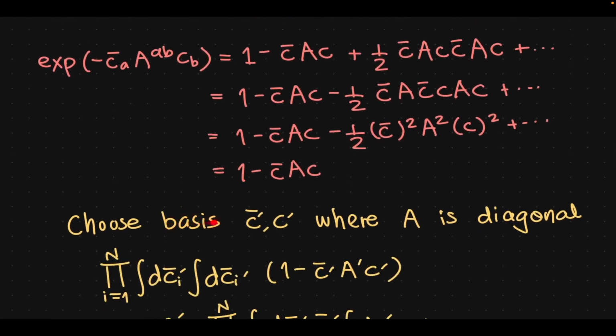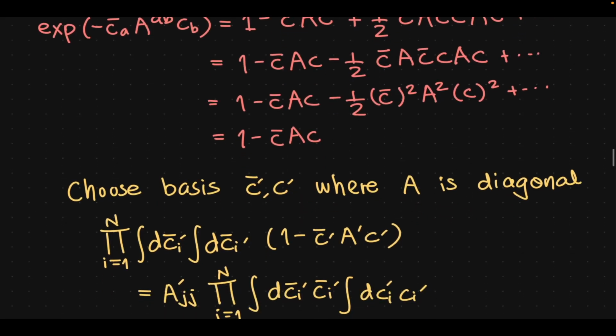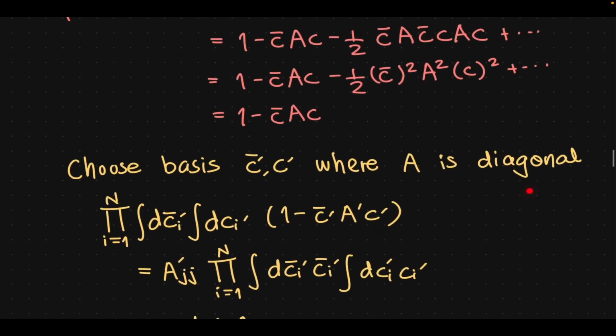So let's choose a nice basis, c bar prime and c prime, where a is diagonal. The advantage of doing that is when we rewrite our exponential inside the path integral, we have the product from i equals 1 to n, dc_i bar prime, dc_i prime, and instead of the exponential, 1 minus c bar prime a prime c prime. Since a is diagonal, we can just pull it out. That just becomes a prime jj, where we're actually doing a product over j, which I'm suppressing here. Product from i equals 1 to n.